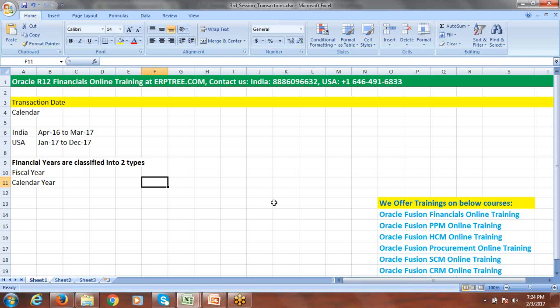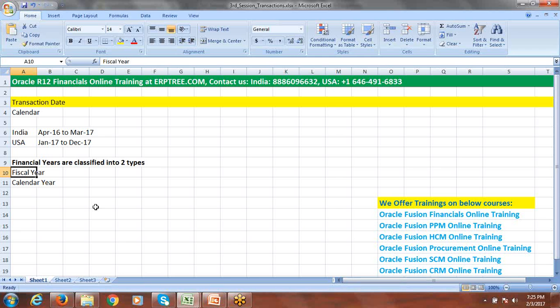What do you mean by fiscal year and calendar year? It's very simple. Fiscal year means if any country's financial year is starting in one year and ending in the other year, that we call a fiscal year. Everything is based on the financial year only here. If a country's financial year is starting and ending in the same year, that we call a calendar year.